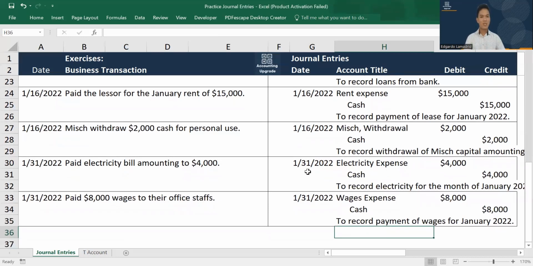And now guys, we are done with these sample practice statements, and I hope that you learned how to apply your knowledge on the accounting equation, as well as the accounts and journal entries.